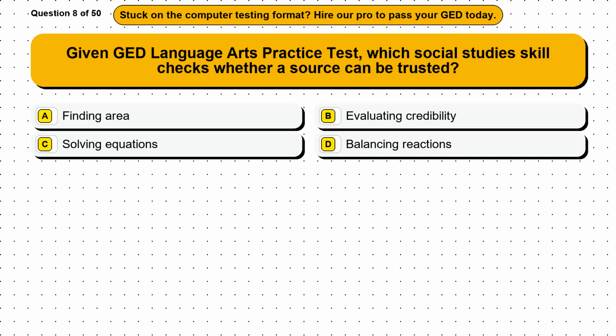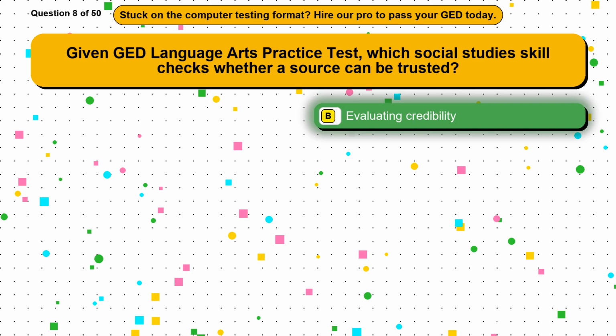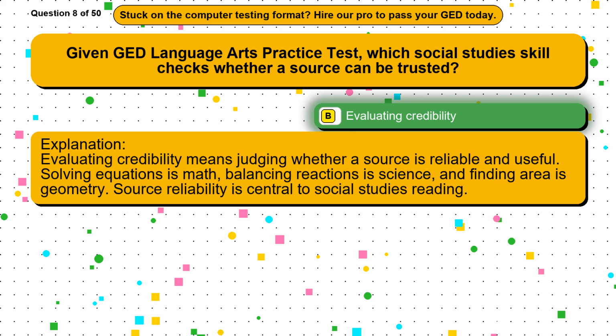Question 8. Given GED Language Arts Practice Test, which social studies skill checks whether a source can be trusted? Option A, finding area. Option B, evaluating credibility. Option C, solving equations. Option D, balancing reactions. The correct answer is option B. Evaluating credibility. Evaluating credibility means judging whether a source is reliable and useful. Solving equations is math, balancing reactions is science, and finding area is geometry. Source reliability is central to social studies reading.